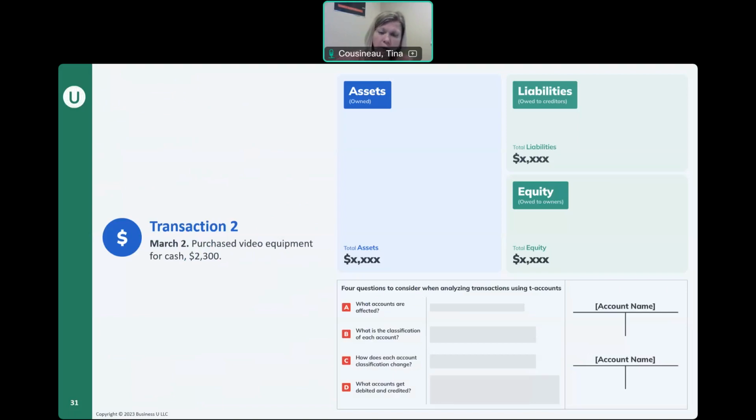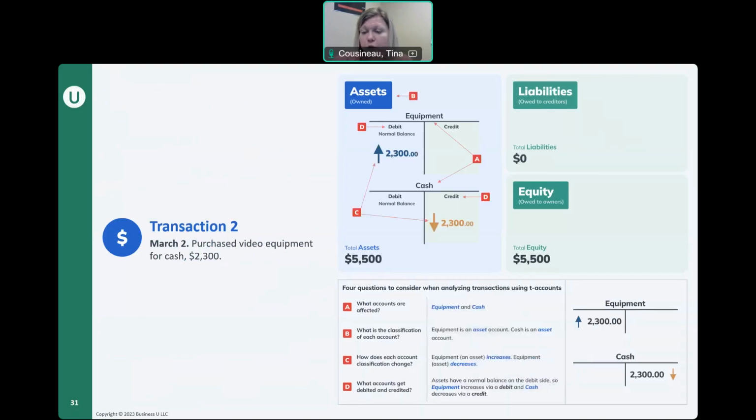So my 2 accounts that are impacted are equipment and cash. Equipment is an asset account. And cash is also an asset account. Whoa, we haven't talked about this yet. We've been talking about one side of the equation impacted and another side of the equation impacted, right? Well, there's times when only one side of an equation will be impacted. But as long as the equation as a whole remains in balance, we're good to go.